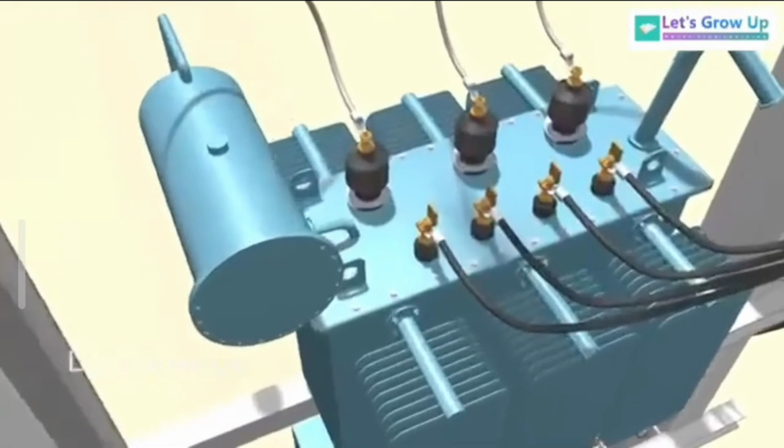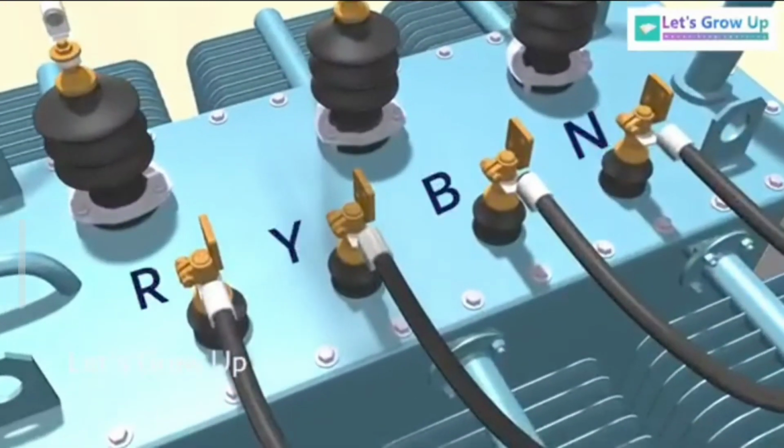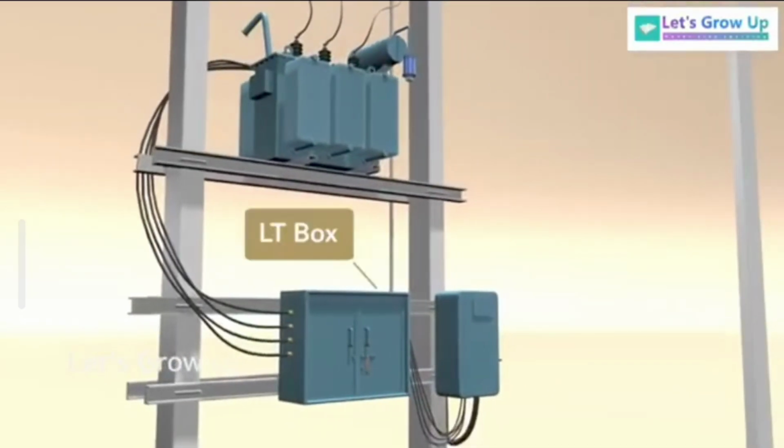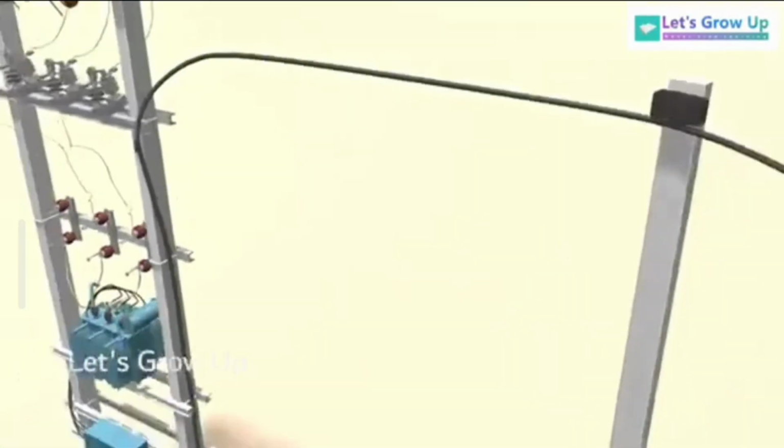These are the output connections: R, Y, B, and neutral. And the LT output connection goes into the low-tension distribution box. This serves as the LT distribution box, with the output cable being transmitted to the city or village.